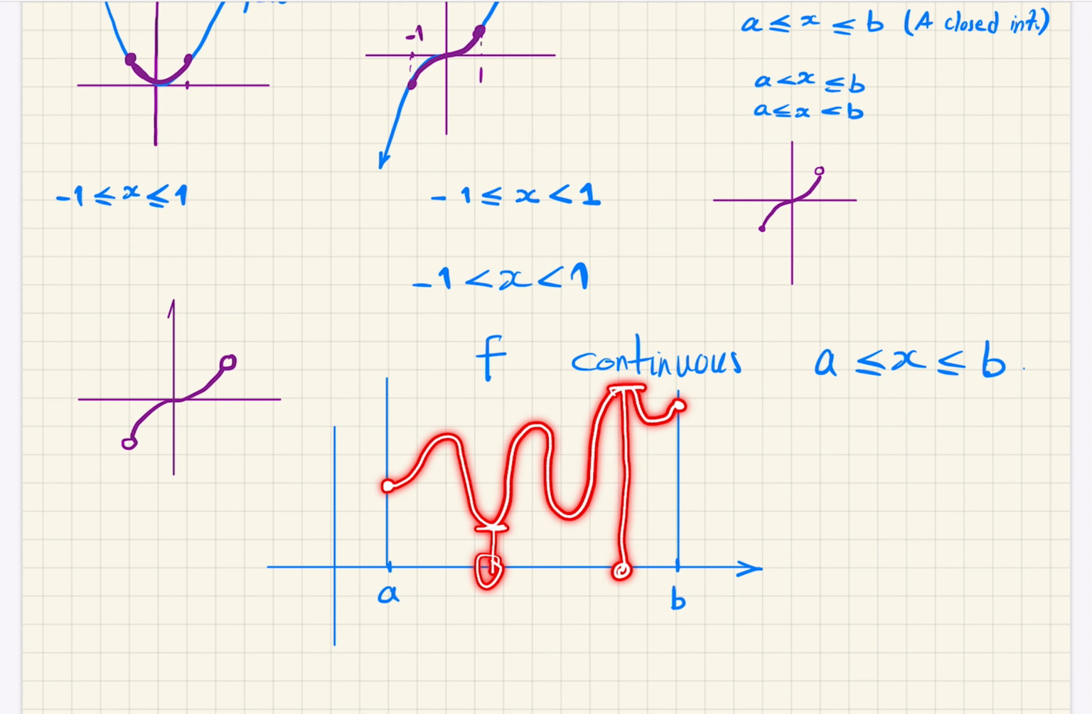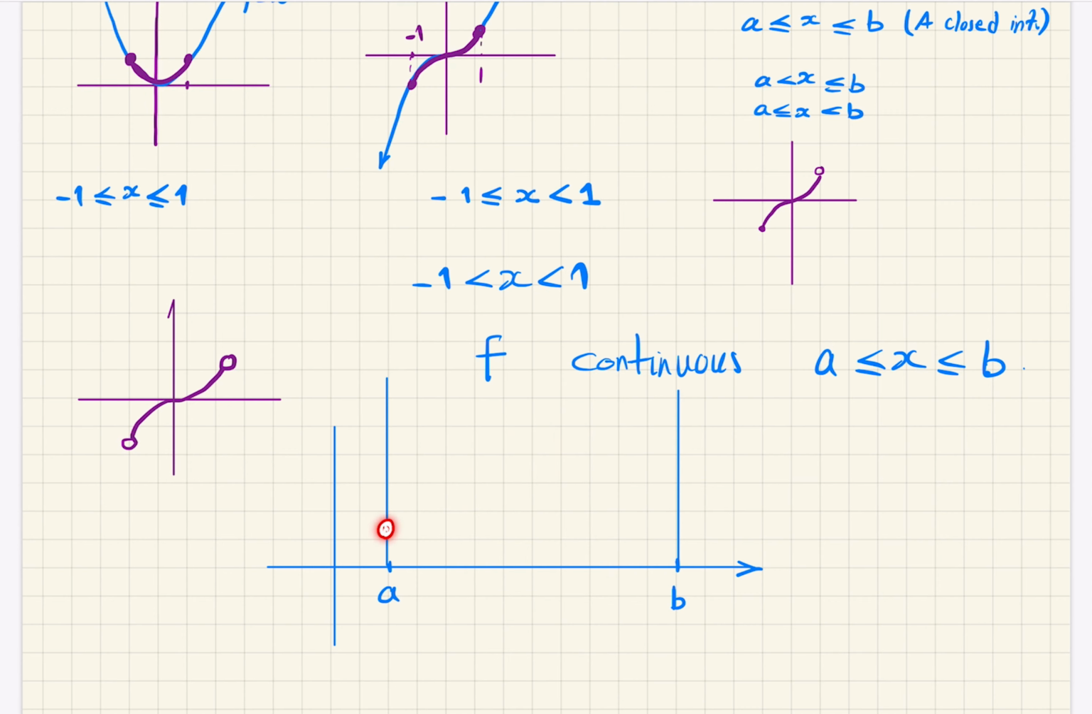But let me change the idea. Let me start from here, filled point. I go up and down and then I go here. What's happening? Do you think that the function still has a maximum and a minimum? The answer is yes, but where are they happening? Can you tell me? Yeah, they are happening at the endpoints, A and B. So the minimum occurs here, the maximum occurs here.